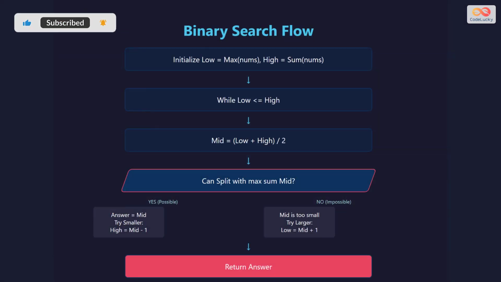Here is the complete flow. We start with our low and high bounds. We calculate the midpoint. We check if it is possible to split the array with this mid-value as the max sum. If yes, we store it as a potential answer and try a smaller value by moving high. If no, we must try a larger value by moving low. We repeat this until the bounds cross.